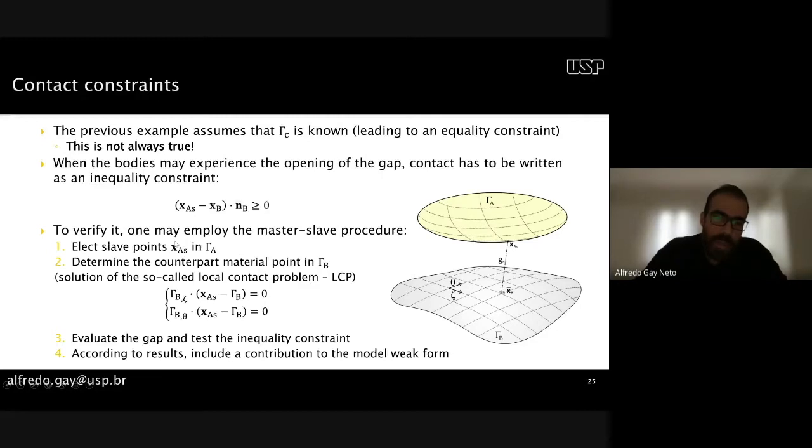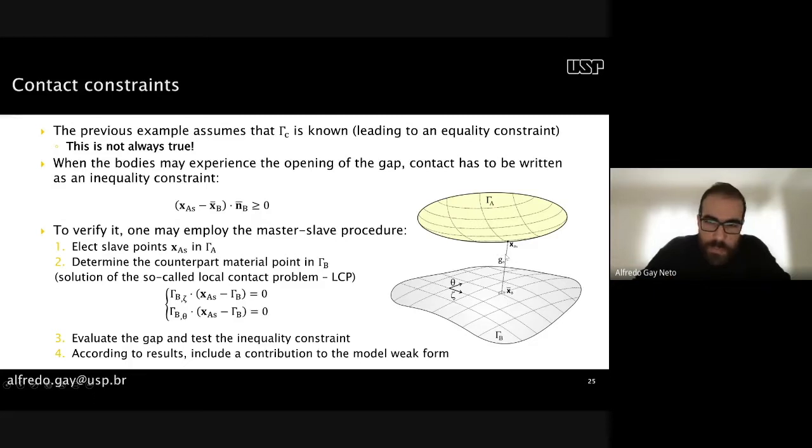Here it's more detailed. What we do is elect slave points in one body, let's say gamma A here, and their counterparts, or what I call their neighbors, in the other one. And how do we do that? Well, by assuming some orthogonality conditions, which means that it's an orthogonal projection, shown geometrically by the condition written here, depicted in this figure. I call the evaluation of this problem the LCP, the local contact problem. And after that, we evaluate the gap here.